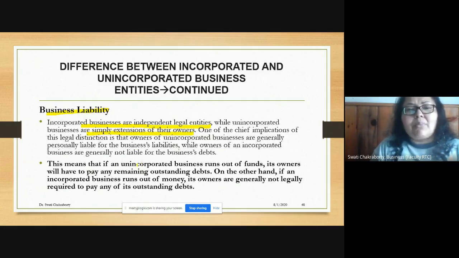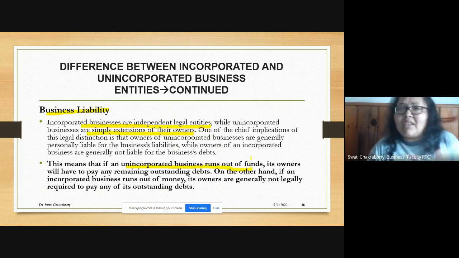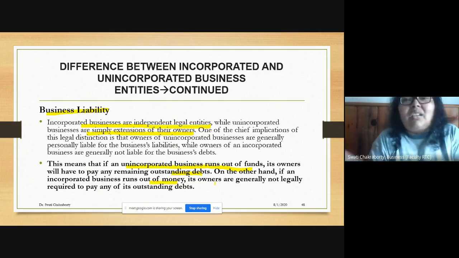An unincorporated business is funded by its owners. So if the business runs out of funds, what will happen? The owners have to face the debts, which is not so in the case of a corporate house. If they run out of money, owners are not legally required to pay whatever debt is there.